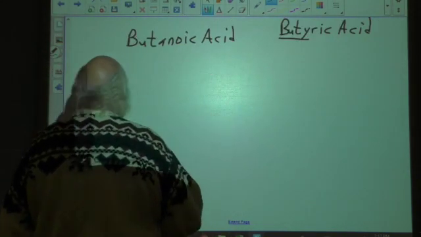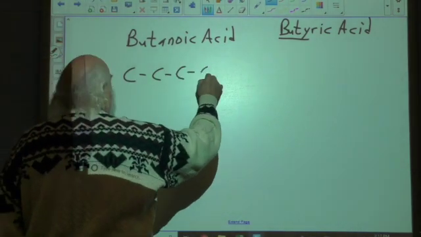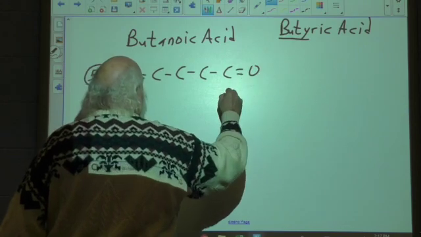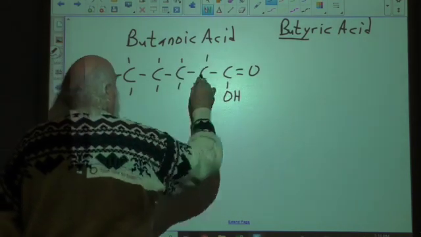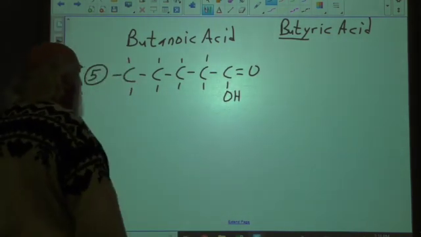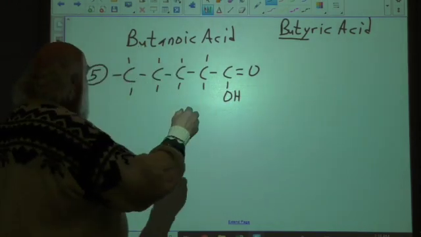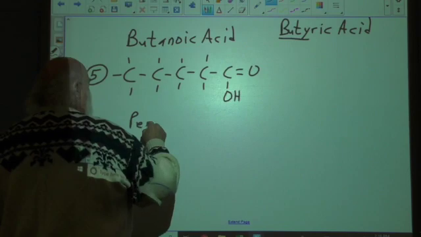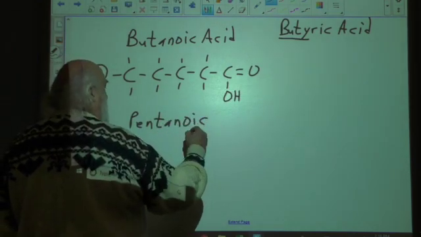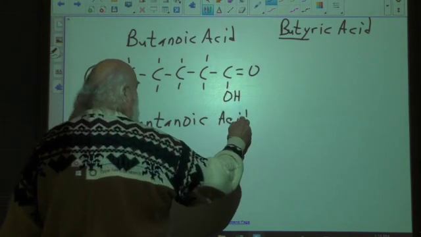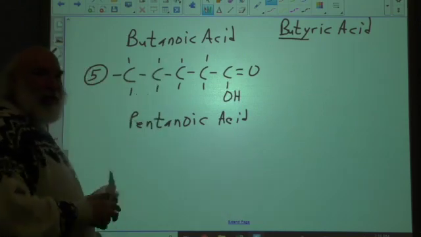Okay? Number 5. So this is a pentane. Yes, not a propane, it's a pentane. So this is pentanoic acid. Dropping E and putting OIC acid. We go, oh, I see acid. See how she moved from over here.